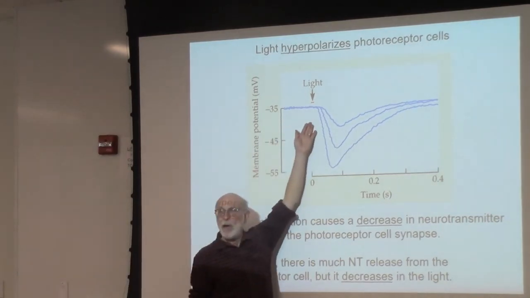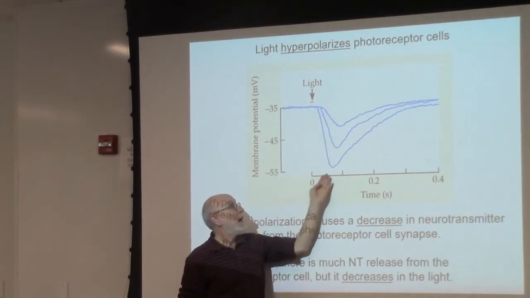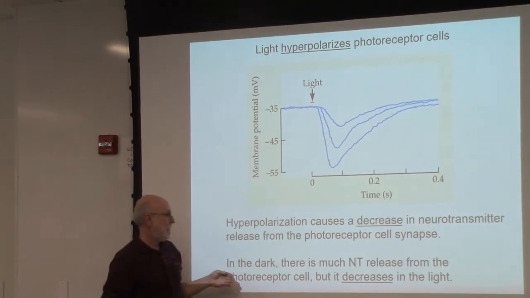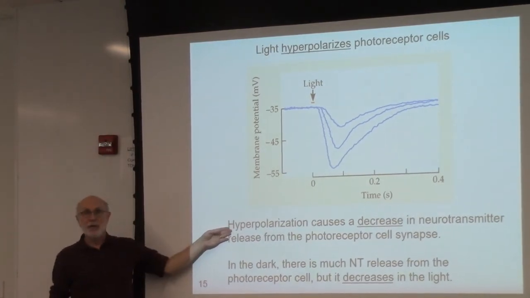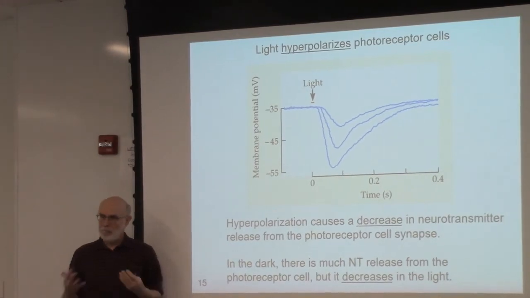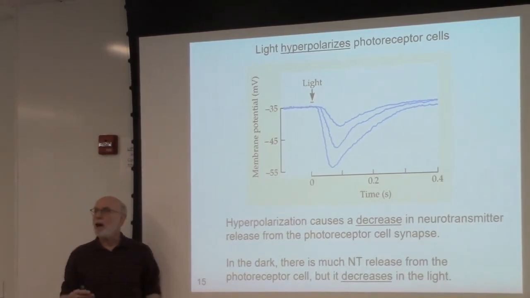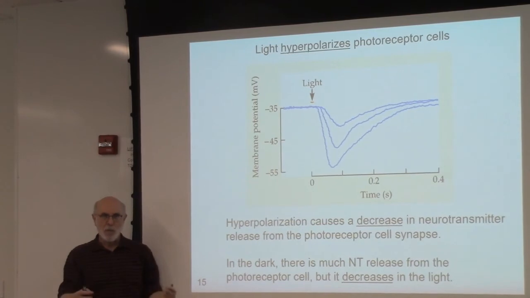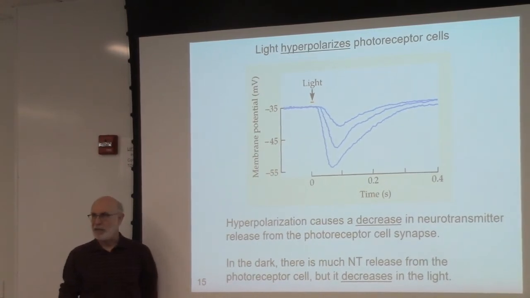Light, and all the steps that I just told you about, cause a hyperpolarization that causes a decrease in neurotransmitter release. Okay? Now we have to turn that simple response into vision. So we've got our work cut out for us, because right now things are way too simple.